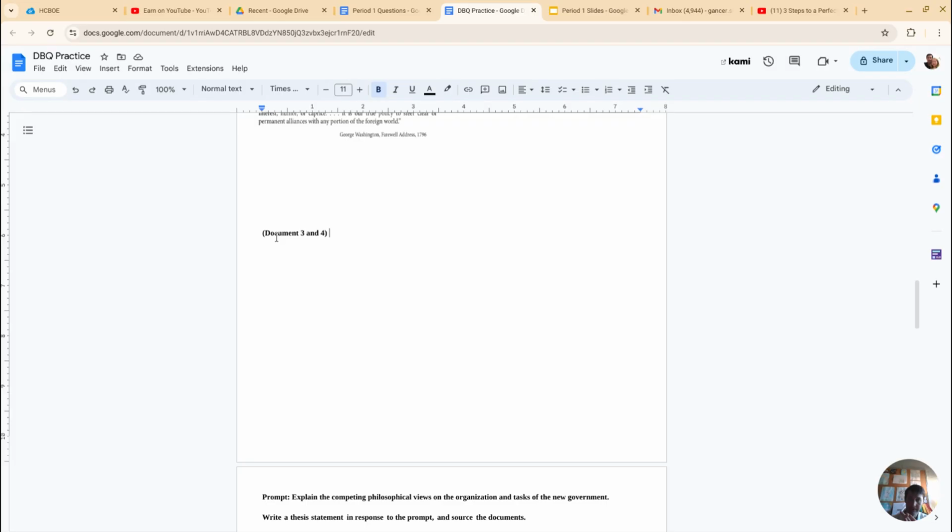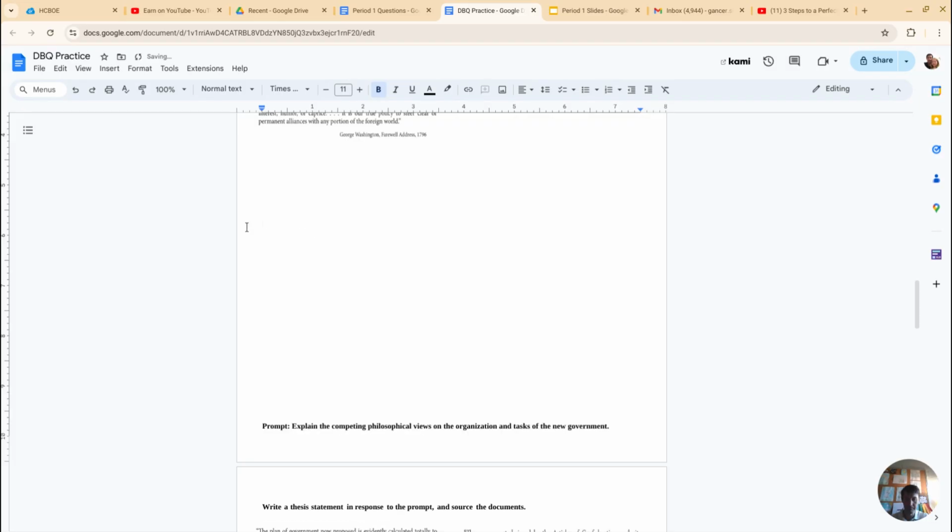Okay. And you can say document 3. You can begin with it. Documents 2 and 3 reflect, and then you go into explaining what they're reflecting, what they're stating, or what's going on in the document, and then you spend some time tying that back to how it's related to the prompt. I spelled reflect wrong. Okay, there's a couple ways you do it.